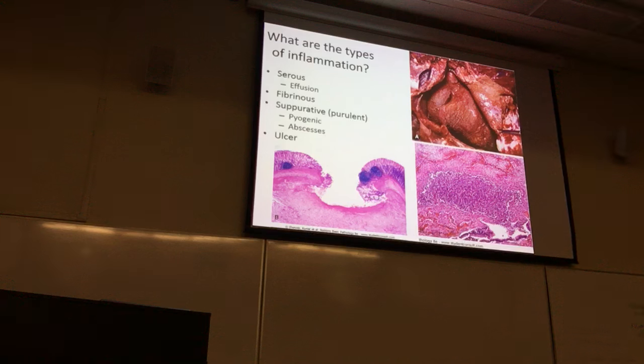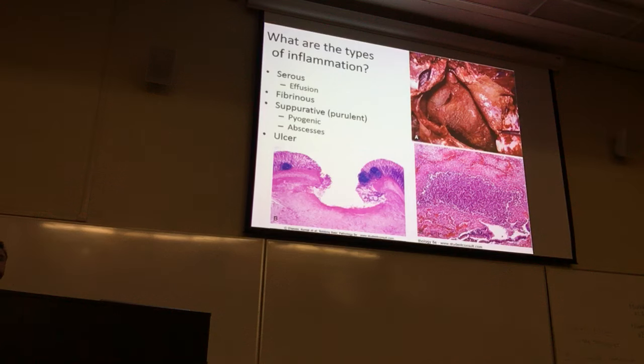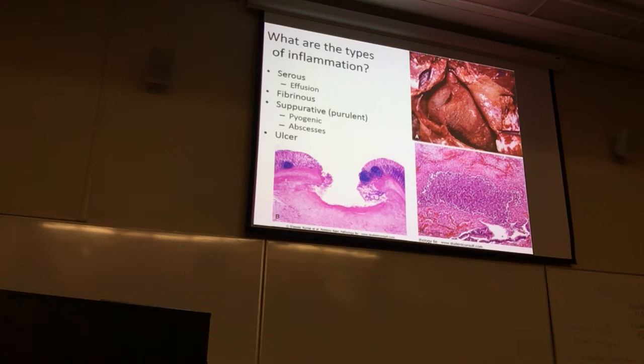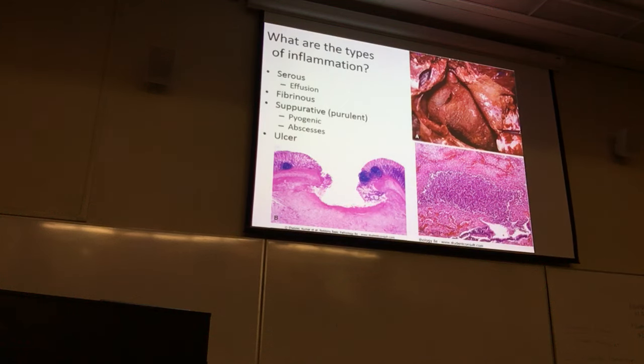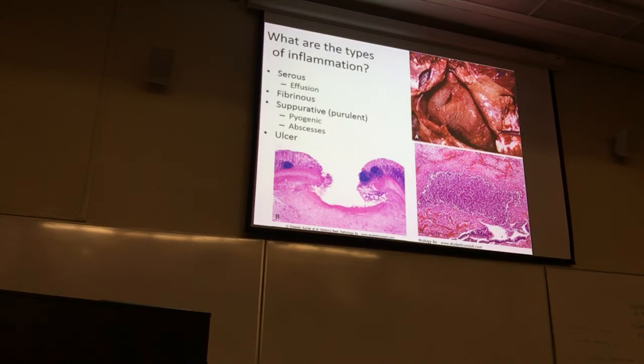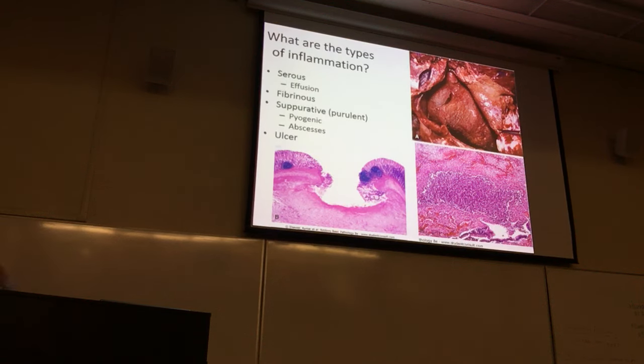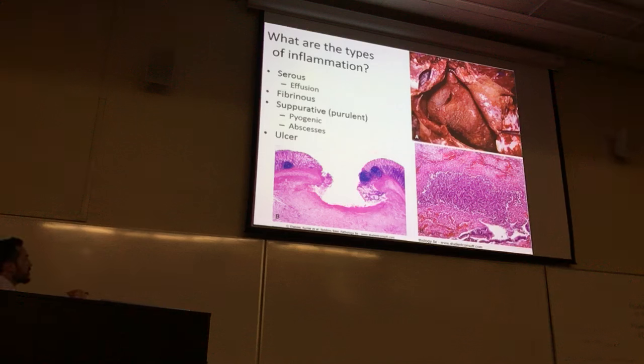And then the last category, and then I'm going to go through the histology, is an ulceration. This is an erosion of an organ or a tissue, usually due to the shedding of necrotic cells. So as they die, they shed. So the ulcer example is the lower left. This is a duodenal ulcer on the lower left right here in the small intestine.